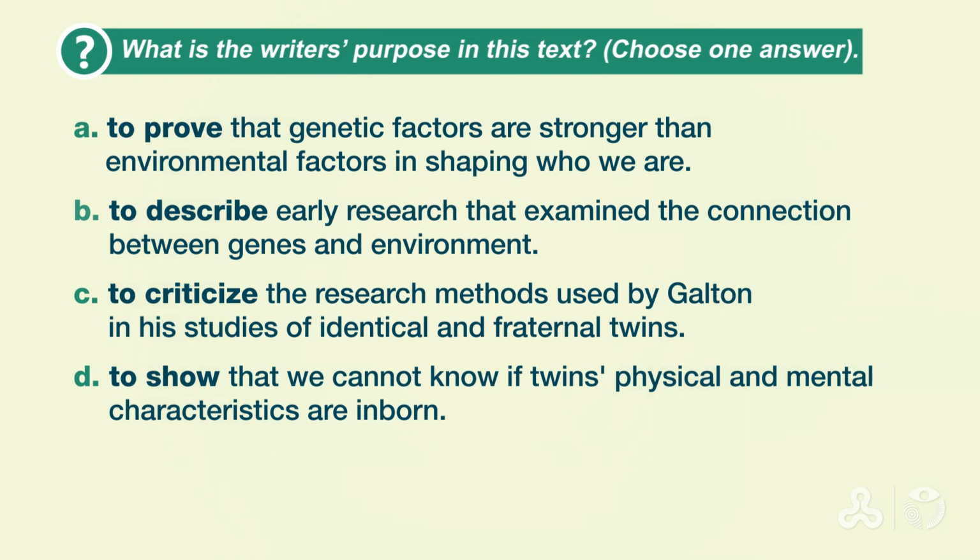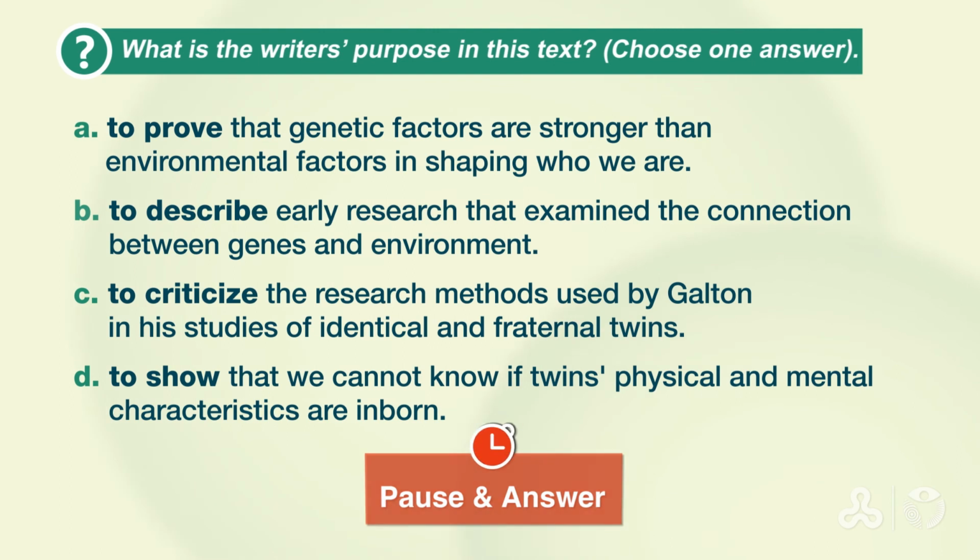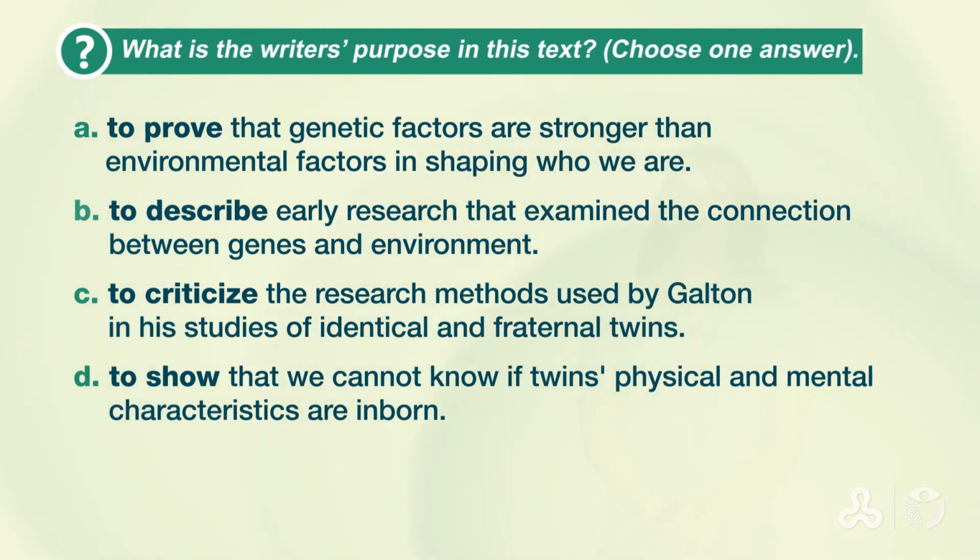So let's pause and choose the correct answer. And I hope that you all chose B. Because remember, when they're asking you what is the writer's purpose, you always have to ask yourself, is this what the writers did throughout the text, לאורך כל המאמר? ואם אני מסתכלת על האופציה של B, זה בדיוק מה שהכותבים עשו במאמר שלנו. מה שהם עשו, הם תיארו מחקר מוקדם על תאומים, כדי להראות לנו, להאיר לנו את הקשר שבין תורשה וסביבה, בין גנים לסביבה. So of course B is the correct answer.